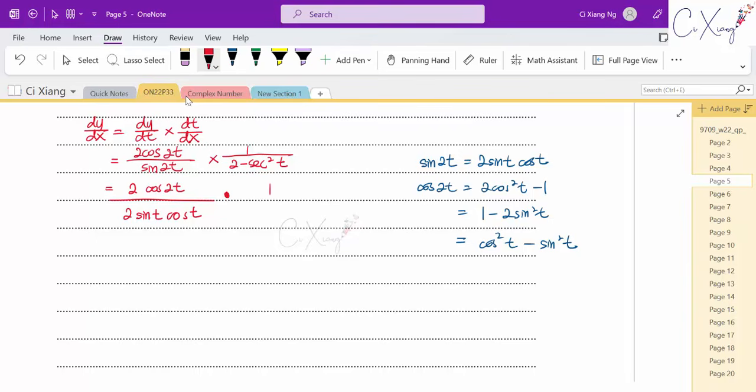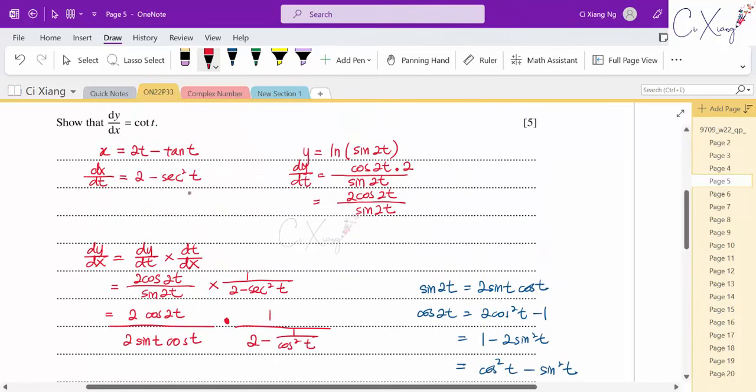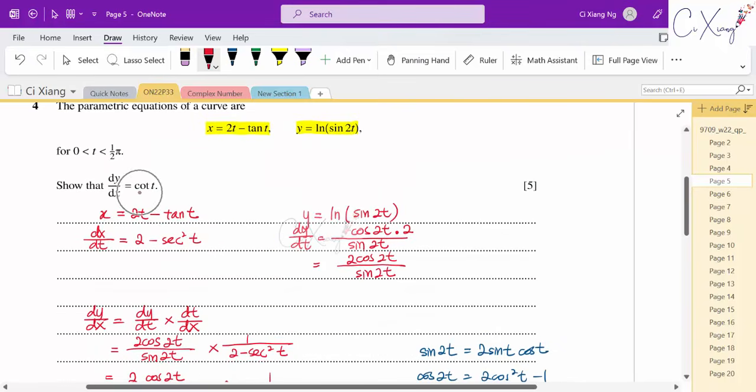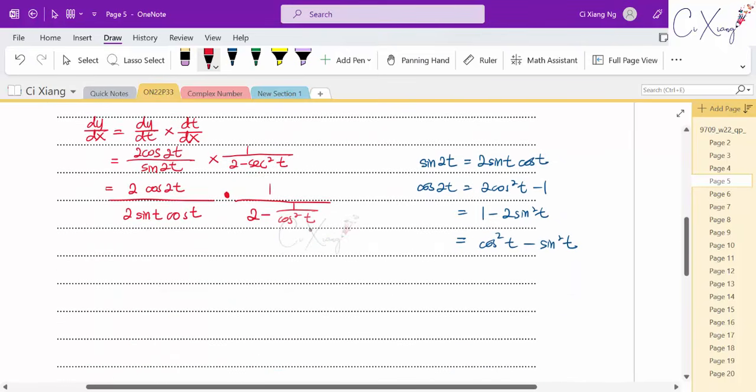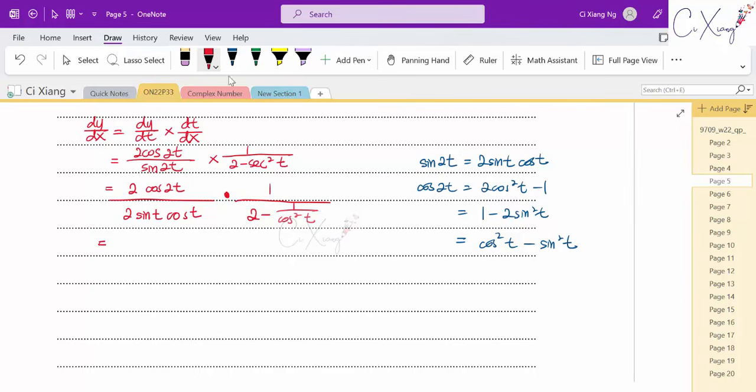Then for the second bracket here, I have 2 minus secant square. To simplify it, I will make the secant square become cos square t first. Because if we look at our final answer, the secant square doesn't appear in it. My final answer is cotangent t, so secant square doesn't appear inside the answer. So I want to change it to cos square and see how we can simplify it. Then simplify the 2. Cos 2t, I just copy, I don't touch it yet. And then I have sin t cos t.